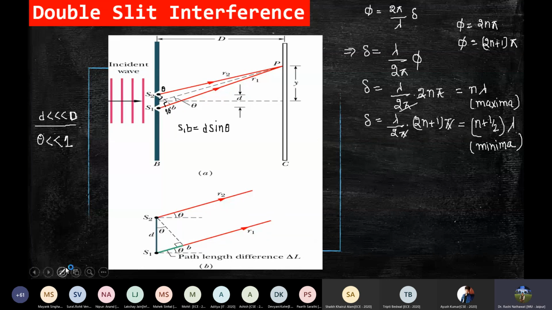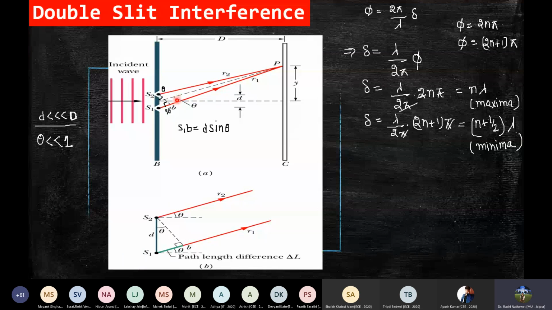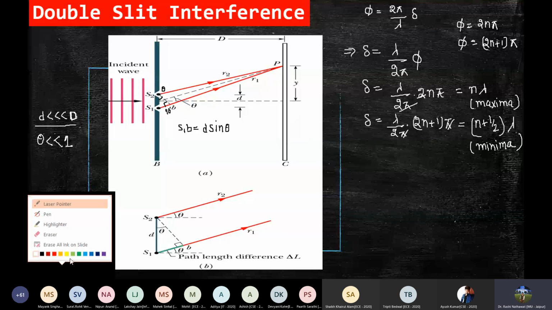I think you cannot see this. This theta will be very less because this distance will be very large compared to this one. So this theta will be very less, and we know already. We'll do this by parts here, okay.